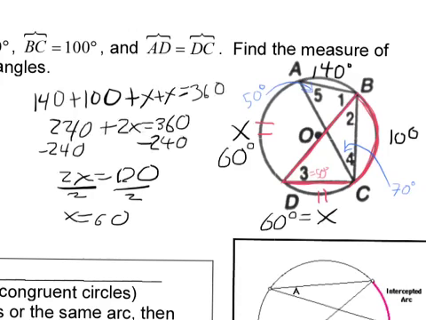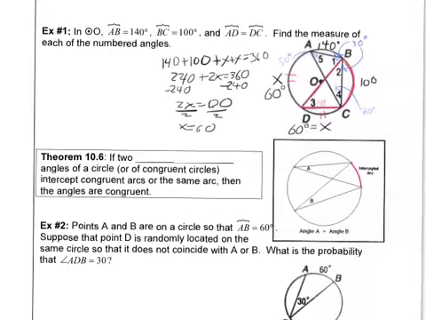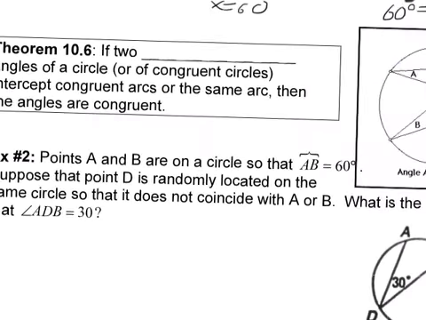Well, that means angle 1 is the inscribed angle that intercepts this arc that is 60. So what is angle 1? Well, it must be half of 60, so it's 30 degrees. And the same thing is going to be true of angle 2, because they both intercept arcs that are 60 degrees. Okay, that's how you do a problem like that. All right, let's look at the next theorem here.